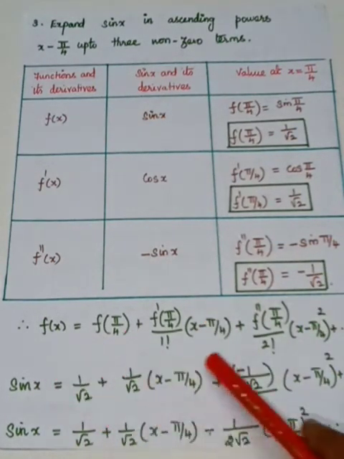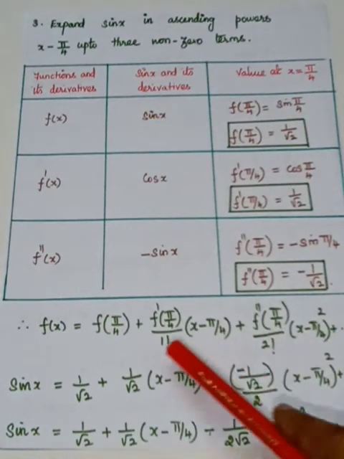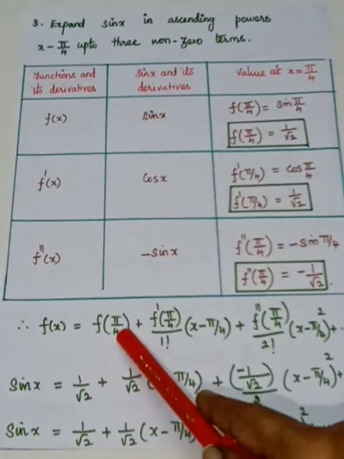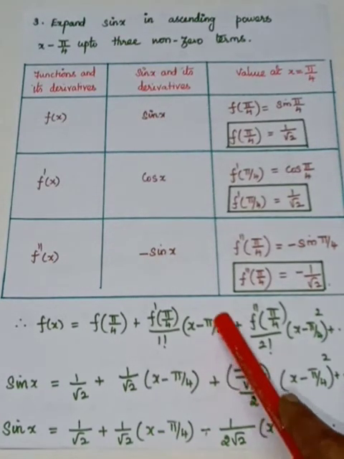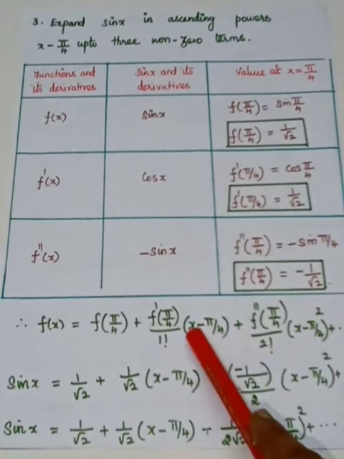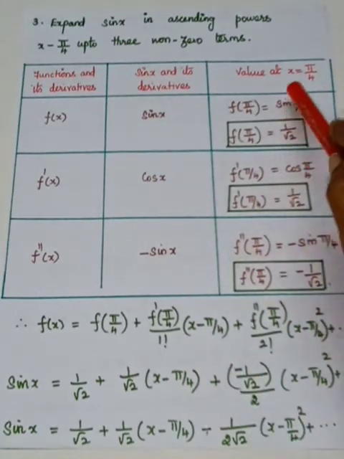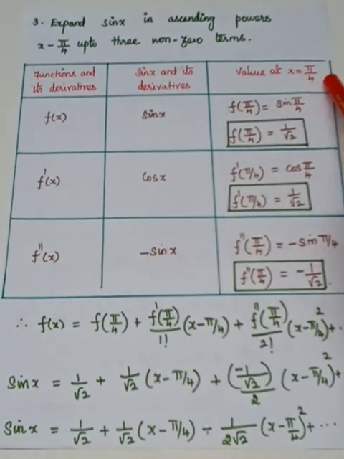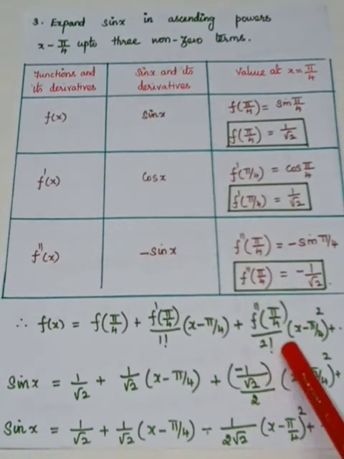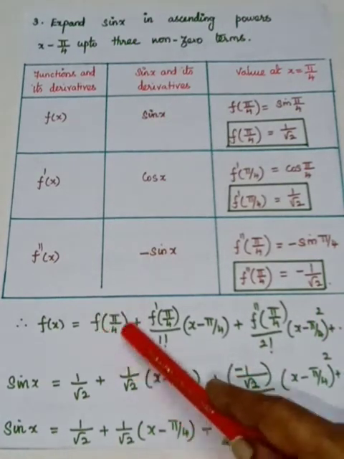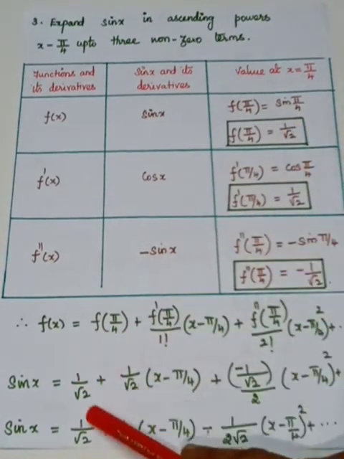So you have the expansion of the Taylor series. What is it? f of pi by 4 plus f dash of pi by 4 by 1 factorial into x minus pi by 4. So we are writing the ascending powers of x minus pi by 4. For that we need the value at x is equal to pi by 4, plus f double dash of pi by 4 by 2 factorial into x minus pi by 4 the whole square plus etc. So f of pi by 4 is 1 by root 2, and that is written.